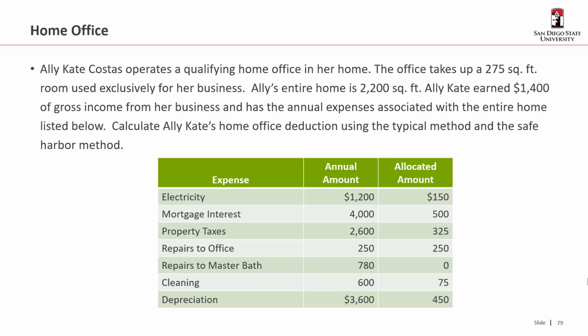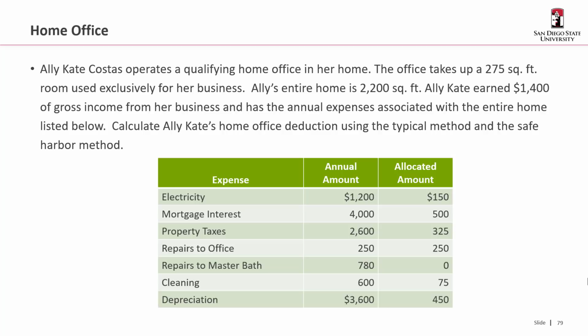All right, let's do an example. Allocate Costas has a qualifying home office. We're just assuming that her home office qualifies. It occupies 275 square feet, and that room is used exclusively for her business. Her entire home is 2,200 square feet. Now, Allocate's business wasn't too profitable. It only earned $1,400 of gross income before considering the home office deduction.